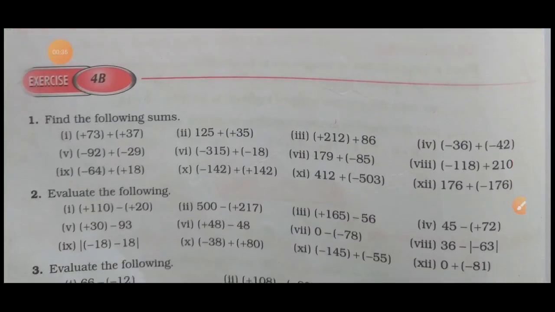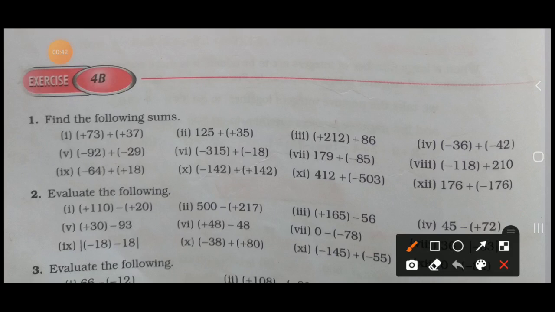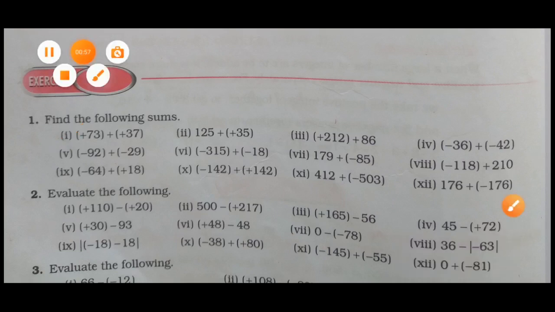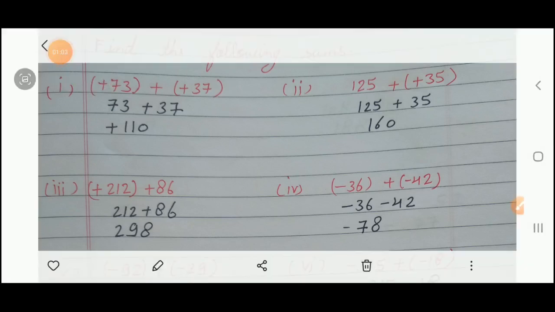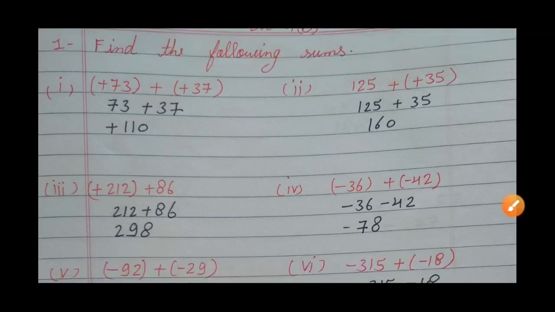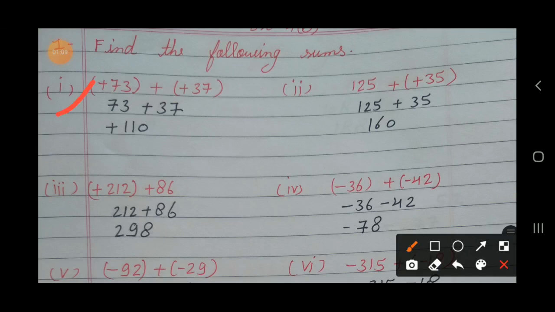Now start this exercise 4b. Question number 1 is here. Find the following sums. First part, plus 73, and we have to add here plus 37. Both are positive integers. Plus 73 and plus 37. Yes, first part. Positive integers. If we will add both of this, we will get a positive integer. Yes, sum of both of this 110 with positive sign.